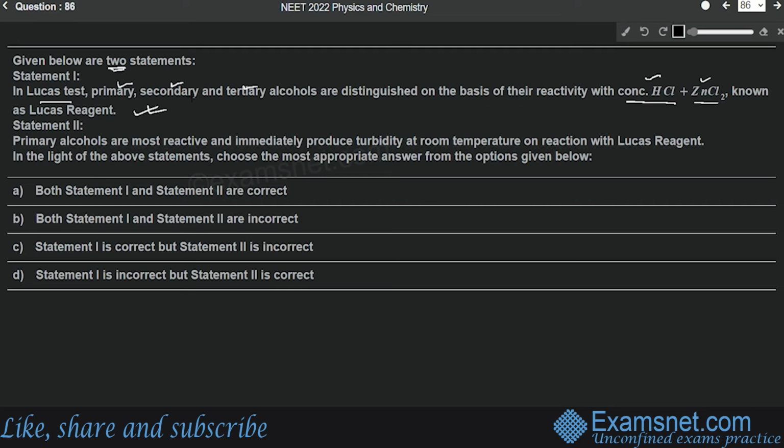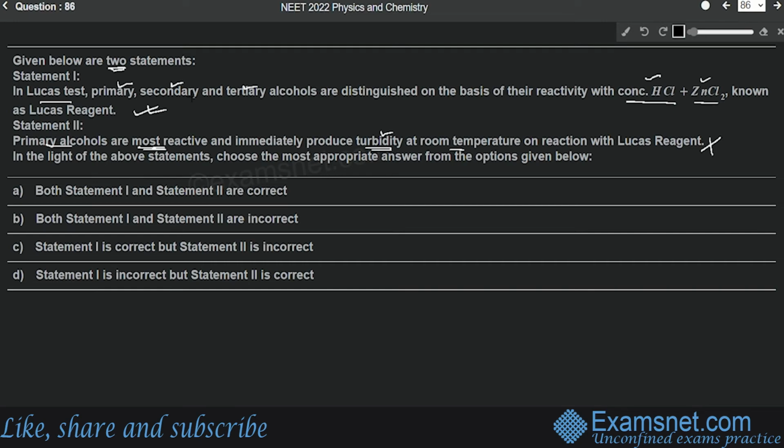Okay. Now we come to the second statement. It says primary alcohols are most reactive and immediately produce turbidity at room temperature on reaction with Lucas reagent. So this is an incorrect statement because not primary alcohols but tertiary alcohols produce turbidity at room temperature immediately.